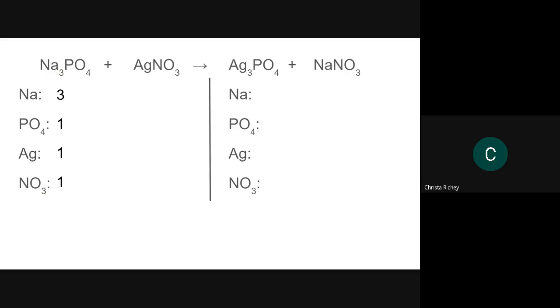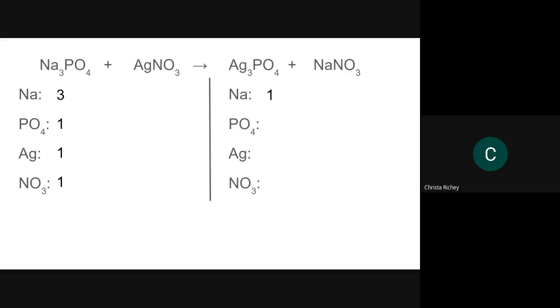Why is it 3? Because that phosphate ion is 1 phosphorus that is bonded to 4 oxygens, and that whole ion carries a -3 charge. It's like they're super glued together. If you tried to break them apart, you'd have 1 sodium, 1 phosphorus, 4 oxygens plus 3 more oxygens. Silver would be 1 and nitrogen would be 1. Please don't.